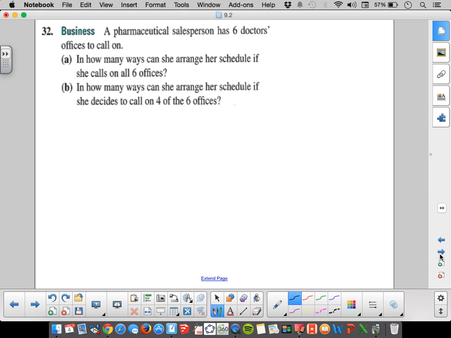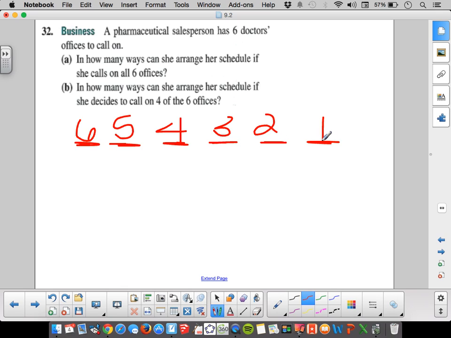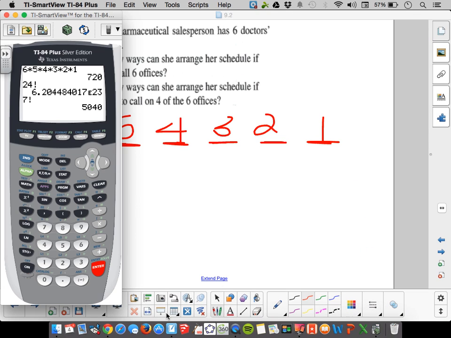Okay, so here's a practice problem. A pharmaceutical salesperson has 6 doctors' offices to call on. In how many ways can she arrange her schedule if she calls on all 6 offices? That means we have 6 positions to place. So I would have 6 times 5 times 4 times 3 times 2 times 1. How many ways can she arrange those calls? Well, we have 6 options for the first position. Once we've used up that option, we have 5 left, and so on and so forth. So we would then do 6 factorial in our calculator. And I get 720. We found that earlier.